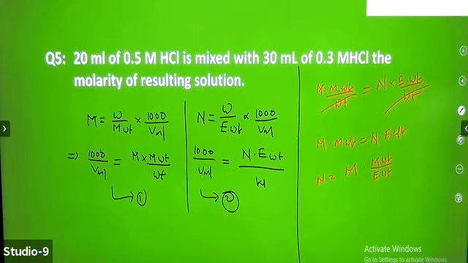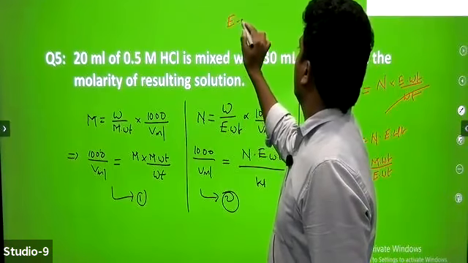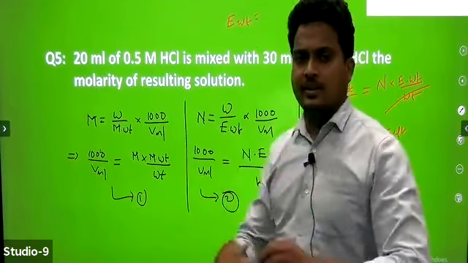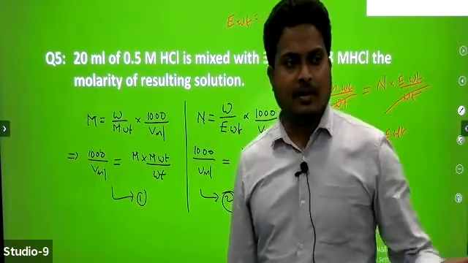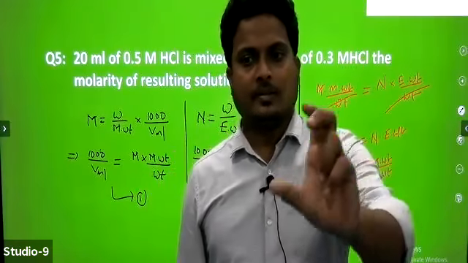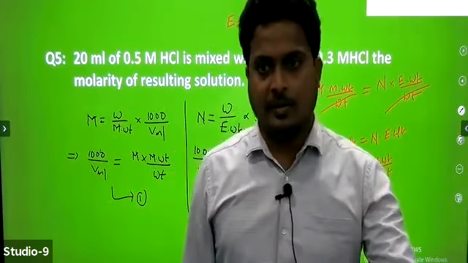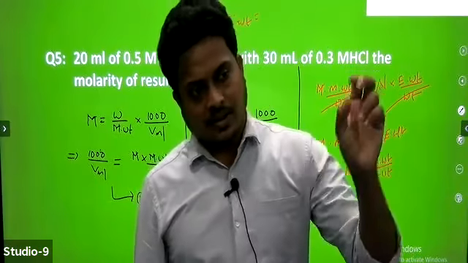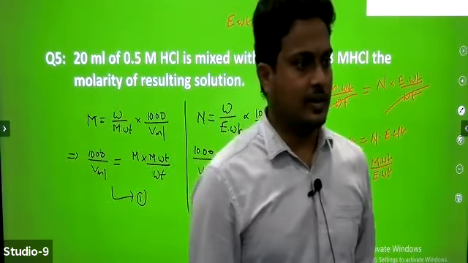But actually, how can we write equivalent weight? Equivalent weight of any substance is equal to molecular weight by valency. For example, equivalent weight for acids, how can we calculate? Molecular weight by basicity. For bases, molecular weight by acidity. For salts, molecular weight by total charge on the cation or anion.